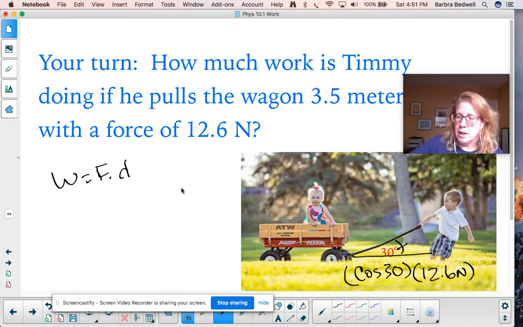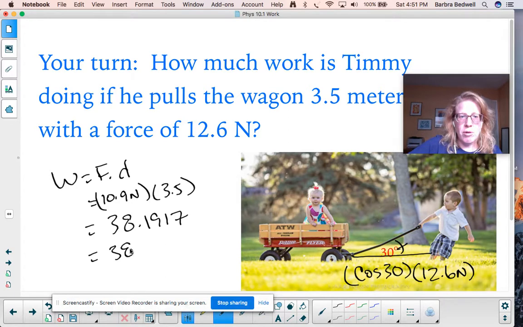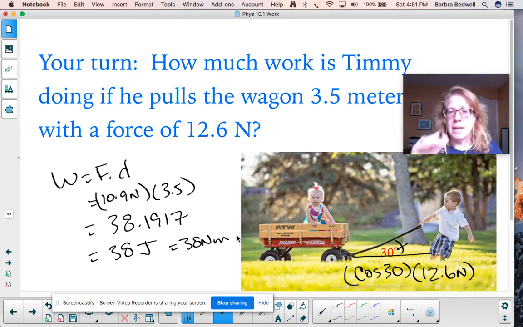So this would mean 10.9 newtons is the actual part of the force that's doing work, times 3.5 meters. Times 3.5, and I get an overall value in the end, 38.1917, plus some change, or 38 joules, 38 Newton meters. Either one works. There you go. So again, make sure you remember to take the actual component of the force that's doing the work. It's not going to prompt you to do that. You have to look at the diagram and make sure that you do that.